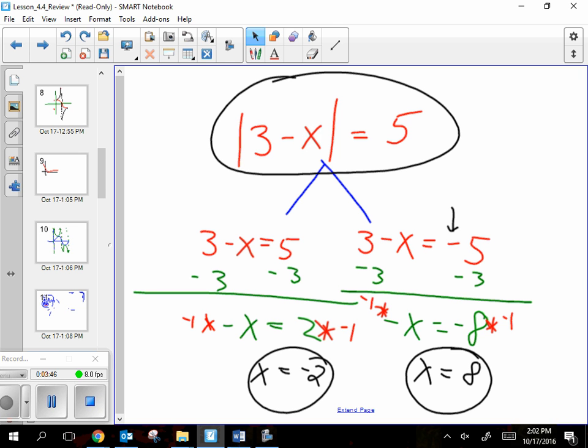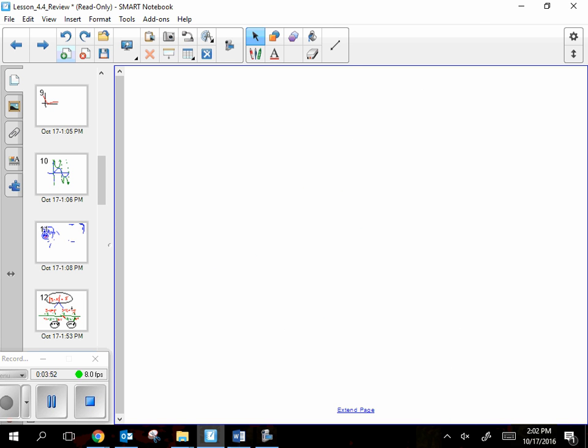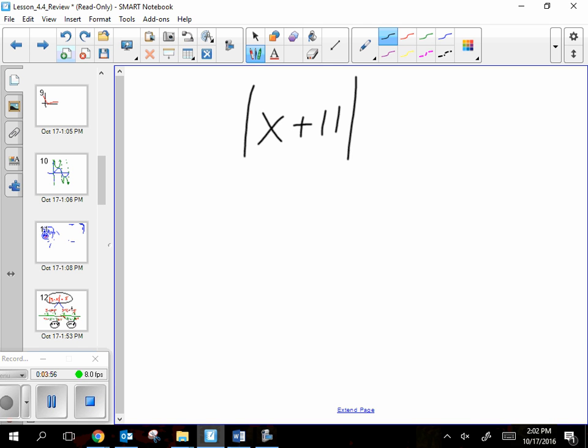Okay, so negative 2 and positive 8. I'm going to do one more like that and see if you can hang with it. x plus 11, absolute value, equals 12. You break it into two equations. First, copy the problem. Write that problem down. And split it into two equations.